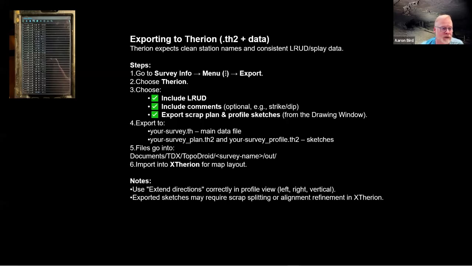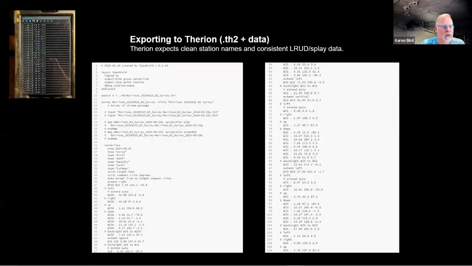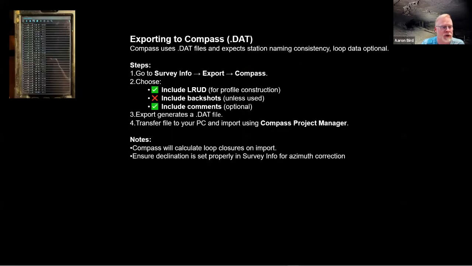These are just the instructions for how to get the information out: survey info, menu, three dots, export, choose Therion, and so on. Then in the export screen, there are going to be some options like including the left, right, up, down, comments, and other things. The data, when they come out, look like this. It might be hard to look at, but essentially it's just an ASCII file with a bunch of information in a particular sequence and syntax. And so again, May 22nd, Christian's going to do a much deeper dive into Therion and sketching in TopoDroid.